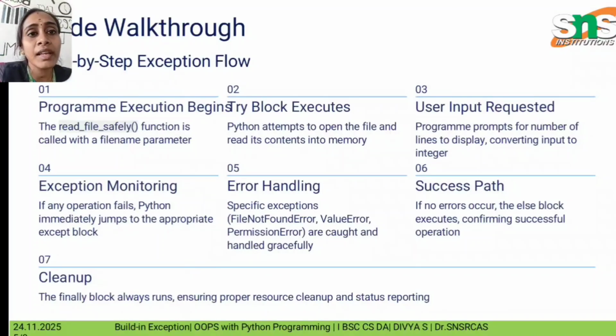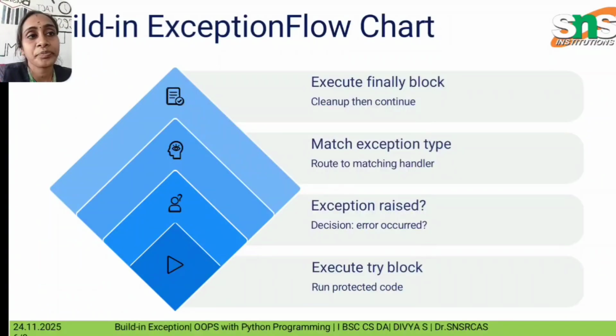For error handling, specific exceptions like FileNotFoundError, ValueError or PermissionError can be caught and handled gracefully. On the success path, if no errors occur, the else block executes, confirming the successful operation. Finally, the finally block always runs, ensuring proper resource cleanup and status reporting here.